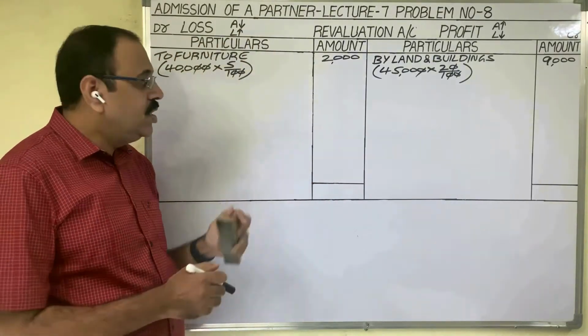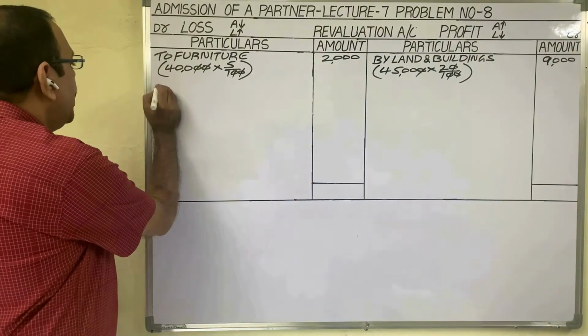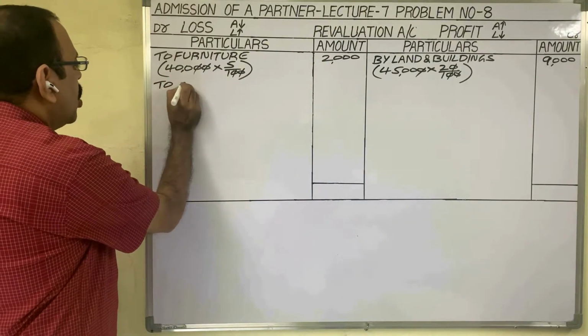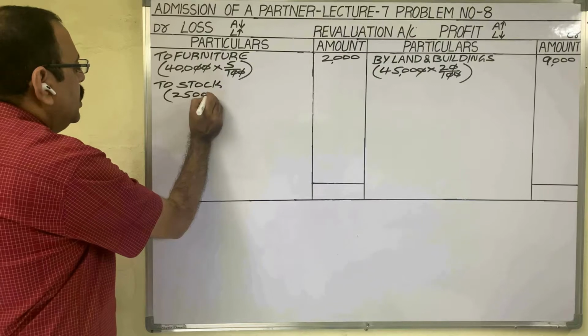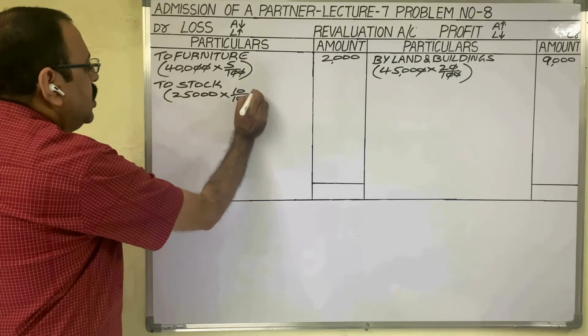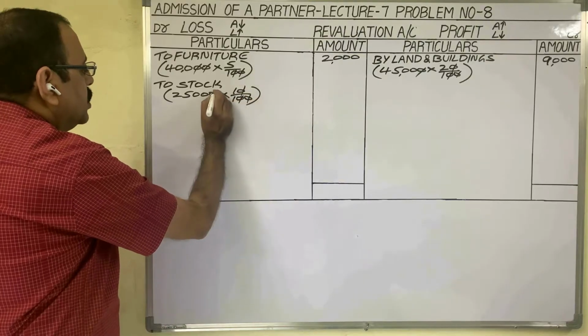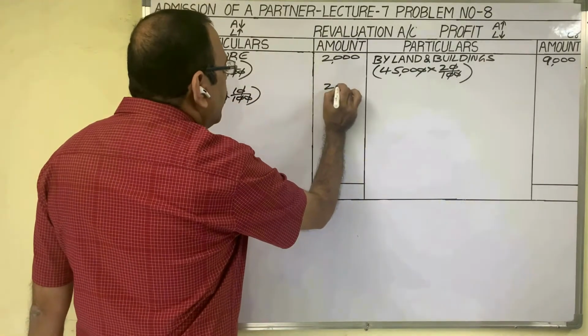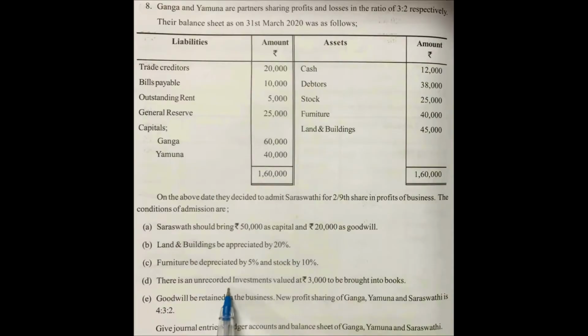It is a loss. On the revaluation account debit side, to stock 25,000 is the book value, and the market value of this asset is reduced by 10%. 2,500 is the loss. Next, there are unrecorded investments valued at 3,000 rupees to be brought into the books.